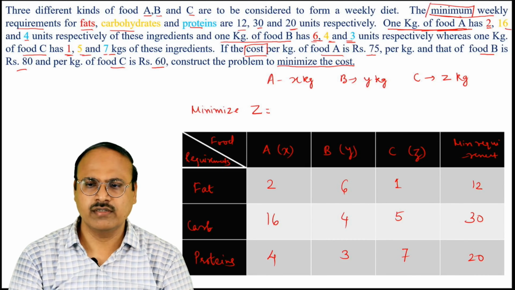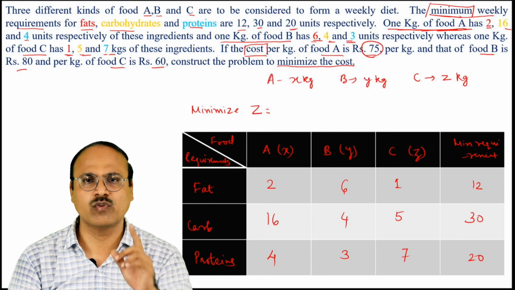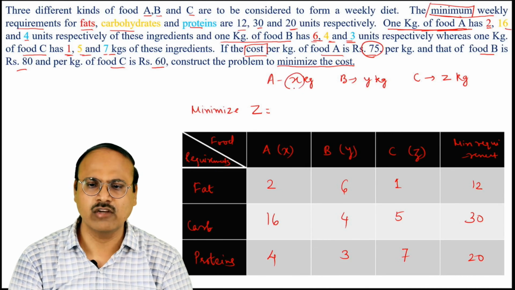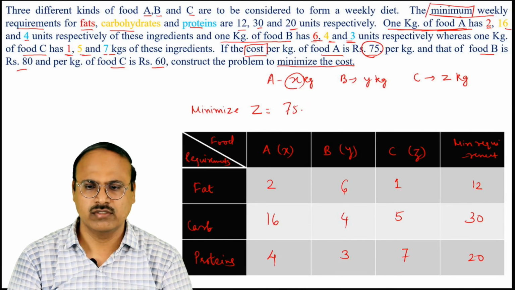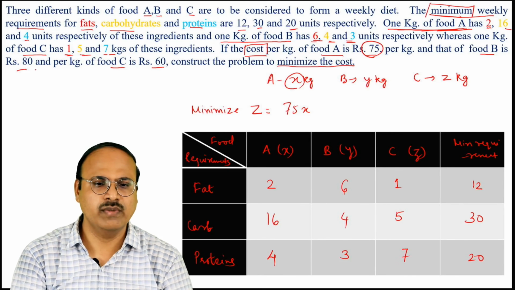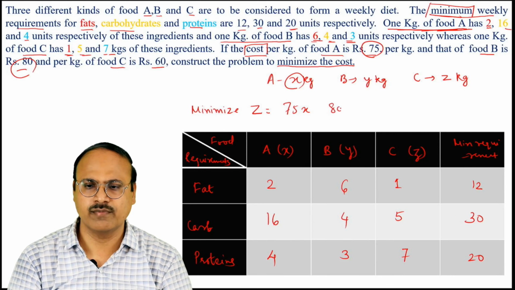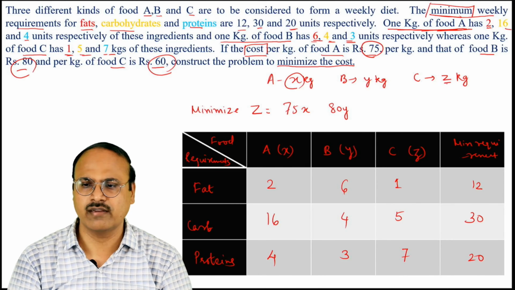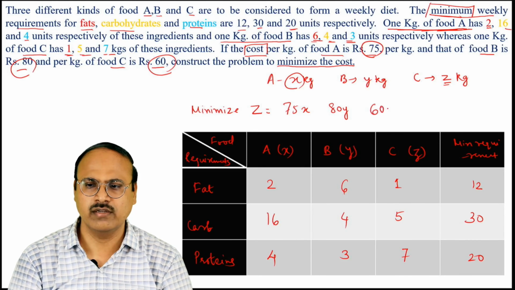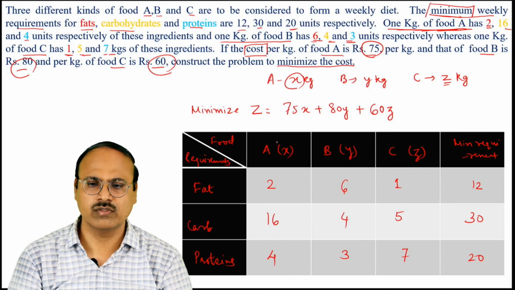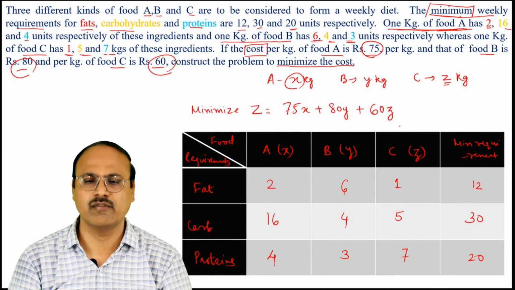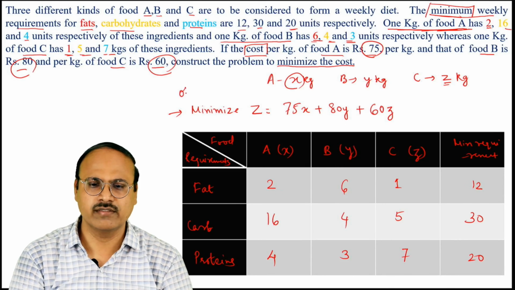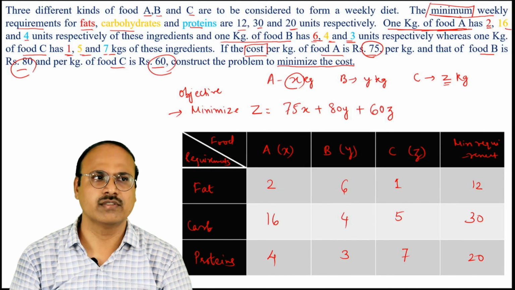Okay. And the cost for A is 75 per kg. So, for 1 kg, the cost is 75. How many kgs are we assuming? X. So the cost for A is 75x. For food B, it is 80 rupees per kg. So we are taking Y kgs, so 80 into Y, and 60 rupees is for C. We are assuming Z kgs, so 60 into Z. So the cost is 75x plus 80y plus 60z, and this we would like to minimize. This is our objective function.